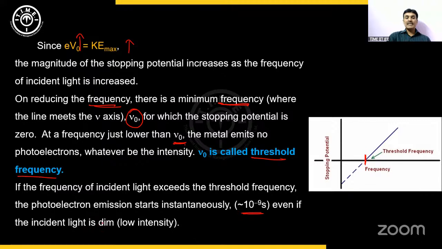Even if the incident light is dim. Dim means it is low intensity. What does it indicate? The low intensity light. It is the light with less number of photons, but not related to the energy of each photon. Dim light also possesses photons. If these photons possess sufficient energy to release the electron, photoelectric emission takes place. Okay? But dim light or light with low intensity indicates there are less number of photons, which causes less number of electrons emission.